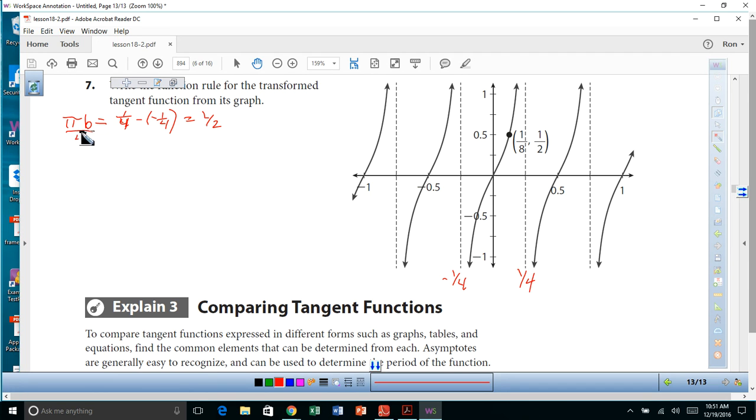So pi b equals 1/2, and then let's divide both sides by pi. So b equals 1 over 2 pi. So that's what b equals. All right. 1 over 2 pi. So now let's see here. What do we got?